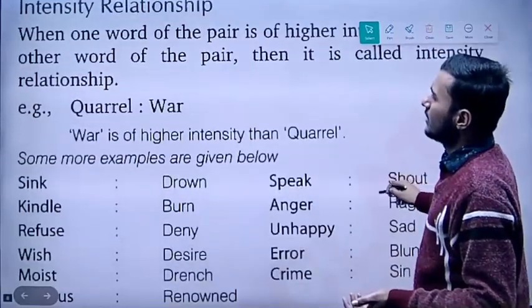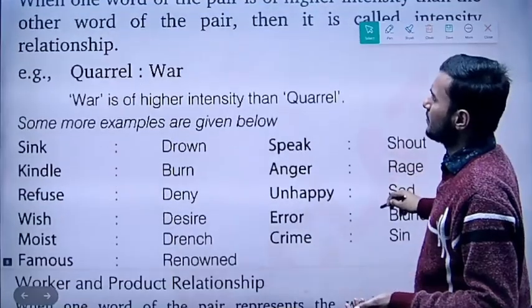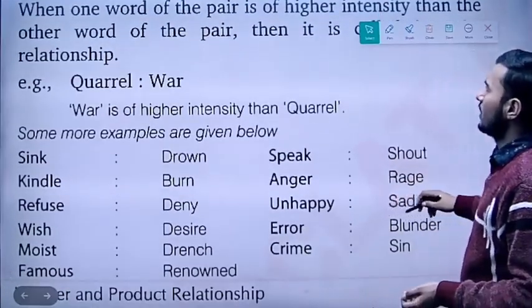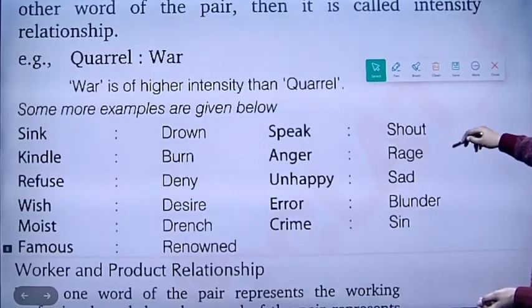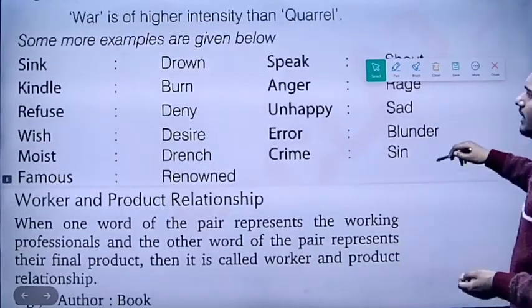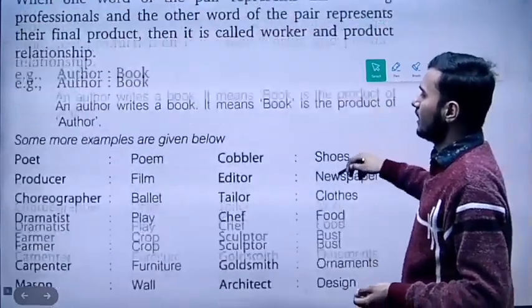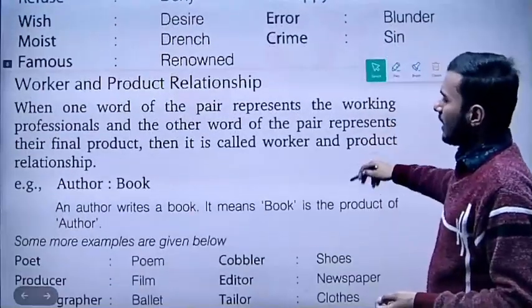Then you find the intensity relationship, when one word of the pair is of higher intensity than the other word of the pair, it is called intensity, like kindle and burn, refuse and deny.